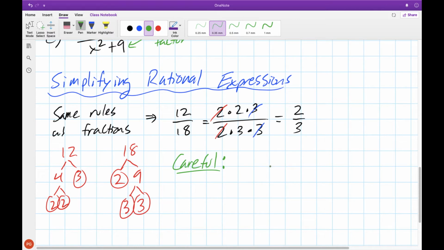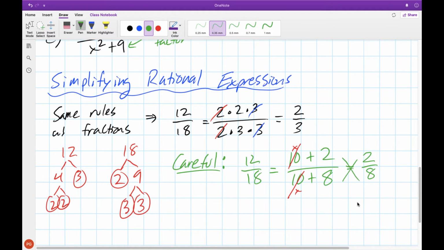This doesn't work the same if it's addition. For example, if I break these two top and bottom parts using addition, I could get it as 10 plus 2 on the top, 10 plus 8 on the bottom. And you'll see this very commonly when doing rational expressions, where if this was an x, people think, oh, I can just cancel out these x's. And that would leave me with an answer of 2/8. But that's definitely not true. The key part is that all of these factors are being multiplied together, and that's what allows us to cancel on the top and the bottom.